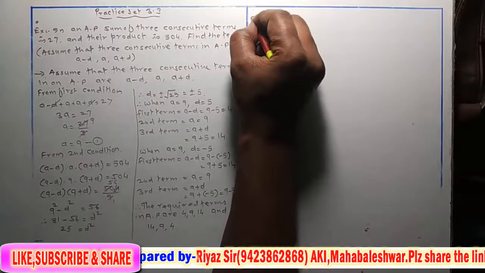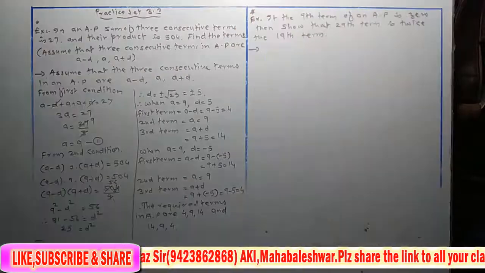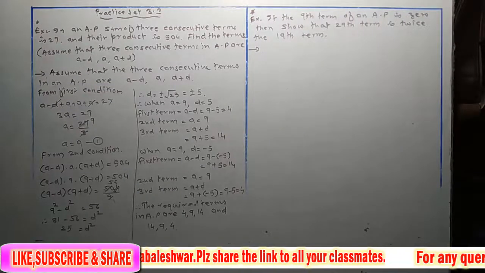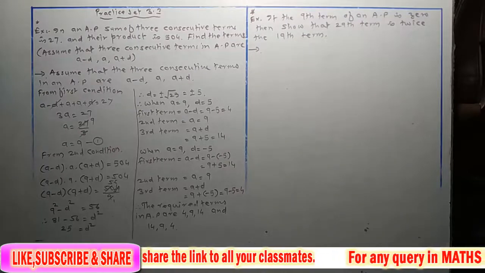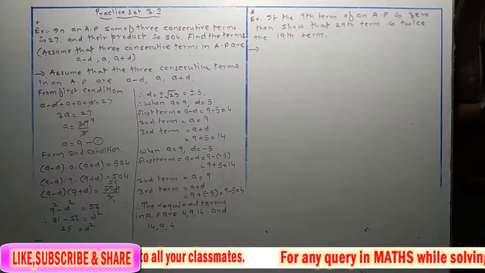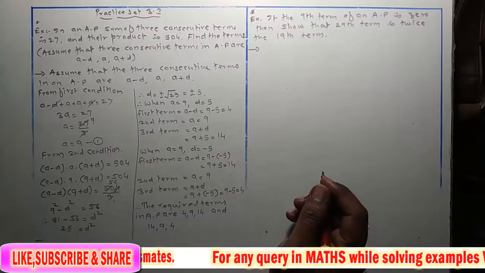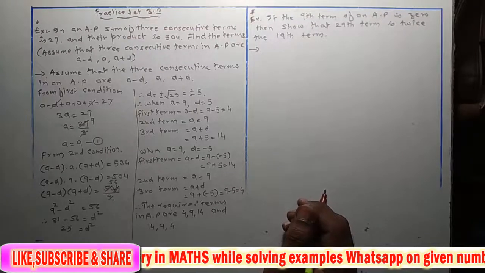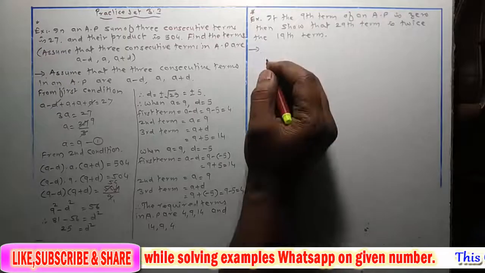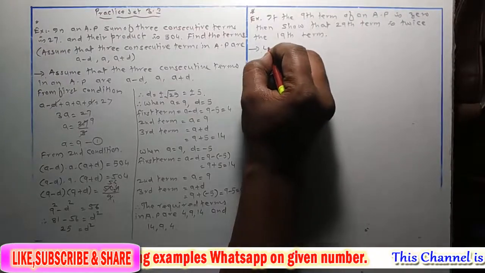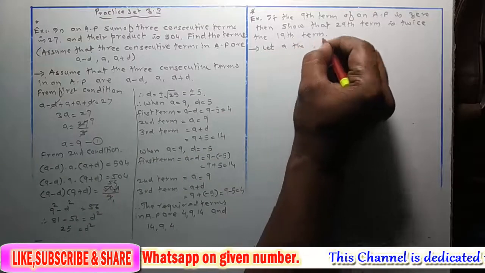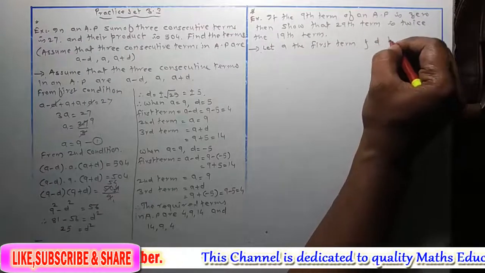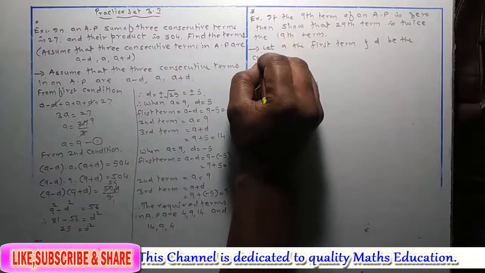Now last example we'll see from this exercise. This is also star example. This is the example. If the ninth term of an AP is 0, then show that 29th term is twice the 19th term. That we have to show. Okay, so we start solution like this. Let small a be the first term and small d be the common difference.